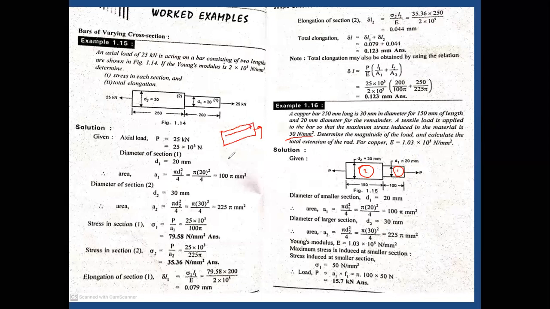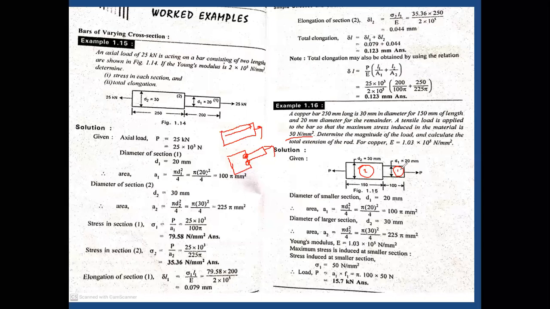If you consider a varying cross section like this one, in this situation also, while we apply the load, the maximum stress induced will be in the shorter section only. This is the place where the maximum stress is induced, and this is the only place where the failure occurs. We can predict the failure at that particular position only. So the maximum stress induced is 15 Newton per mm square.